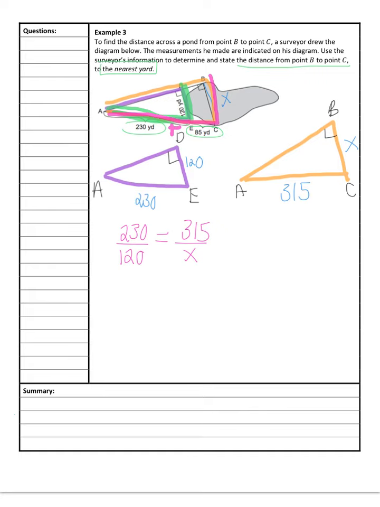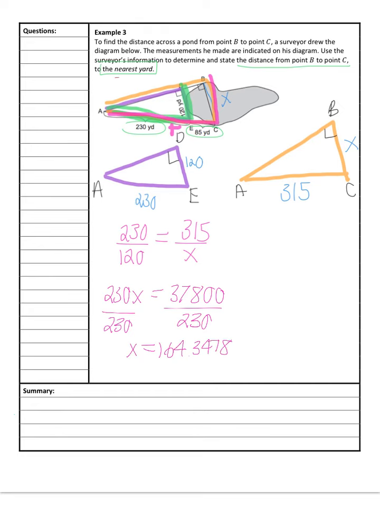So now from here, again, we just go back to cross multiplying. 230 times x is 230x. 120 times 315 is going to give me 37,800. Divide both sides by your 230. We're going to come out with a number that is 164.3478. It should be a 7.